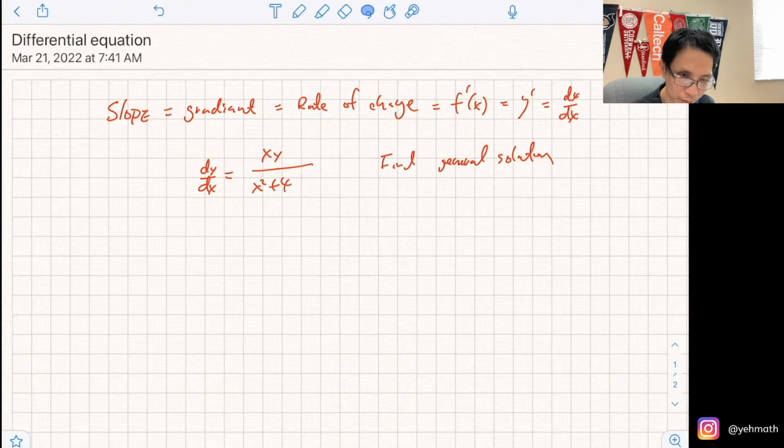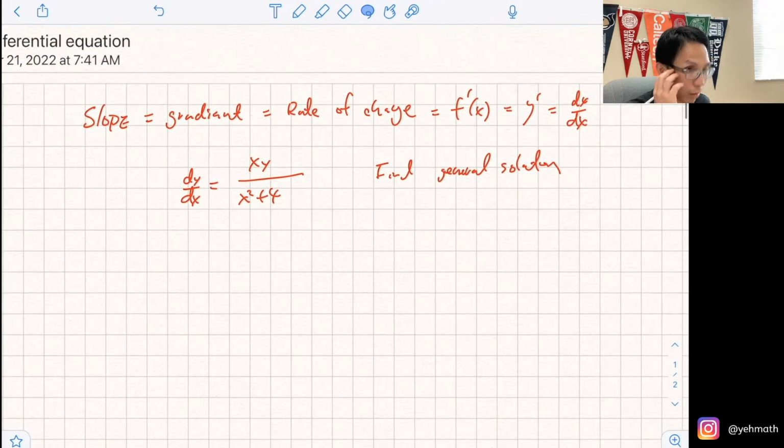Okay, so we're going to talk about slope. Before we talk about differential equations, let's talk about slope. Slope is what we learned in Algebra 1, and that's something very important because we put a lot of emphasis on slope in Algebra 1, since we build a foundation all the way to calculus.